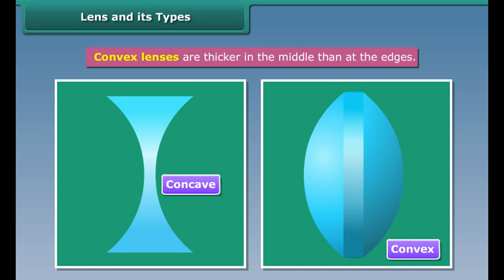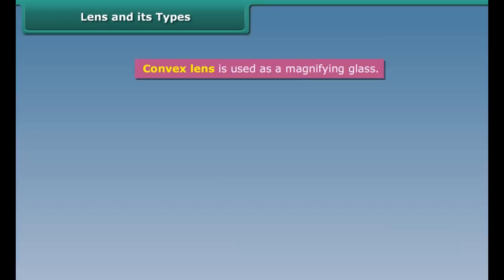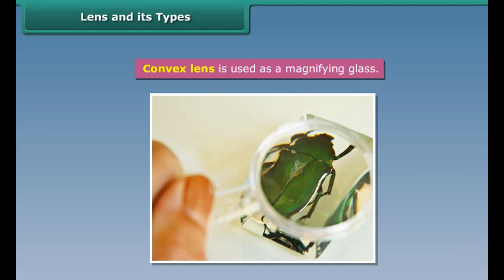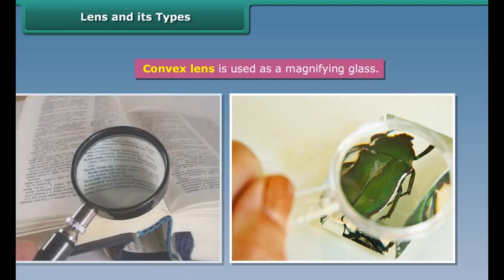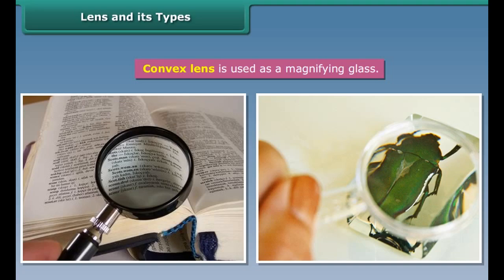We must have used a magnifying glass to observe the body parts of an insect, or must have used it to read small prints. Have you observed its shape? Well, it is convex. Hence, convex lens is used as a magnifying glass.